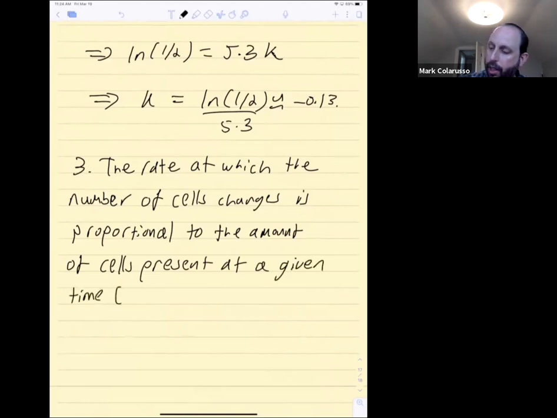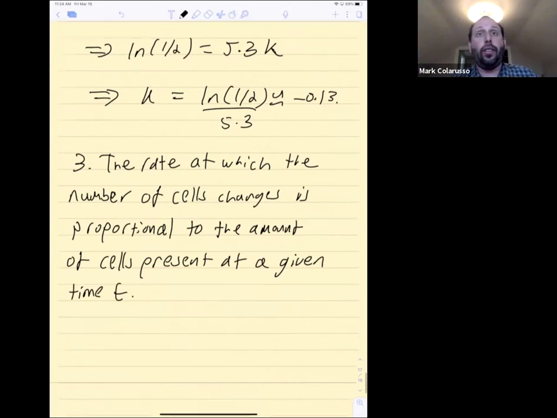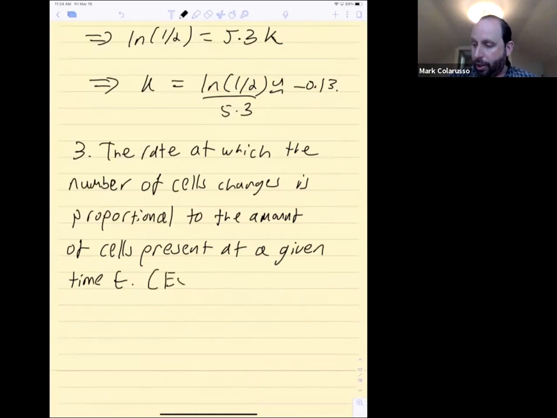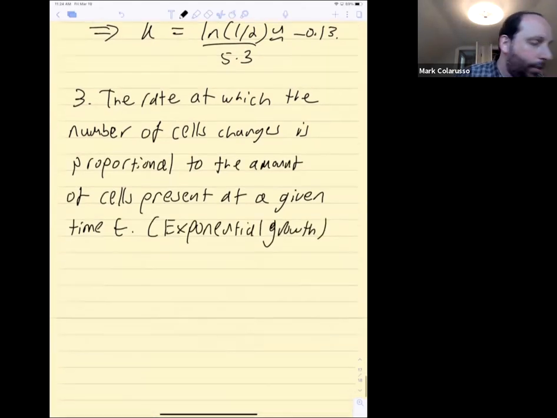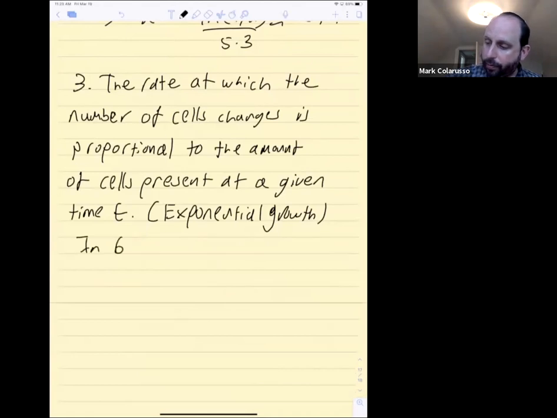At a given time t. So that should tell you the rate of change of the number of cells is proportional to the amount of cells present at a given time t. This is exactly the situation we began with at the beginning of the lecture. This is exponential growth. Okay, so keep that in mind. That's what that's saying.